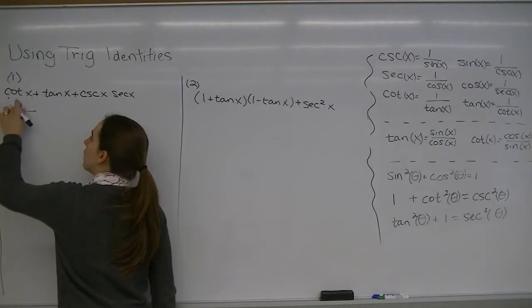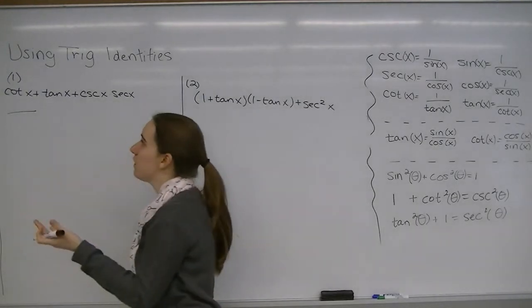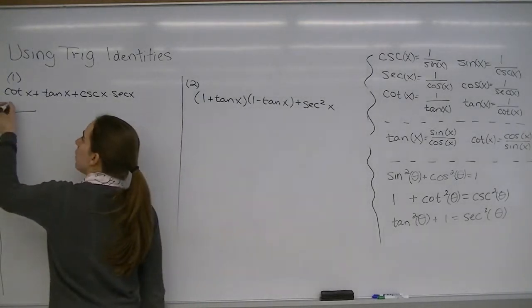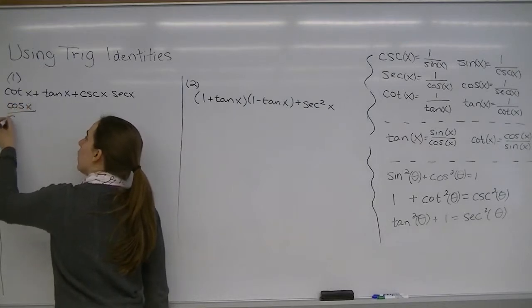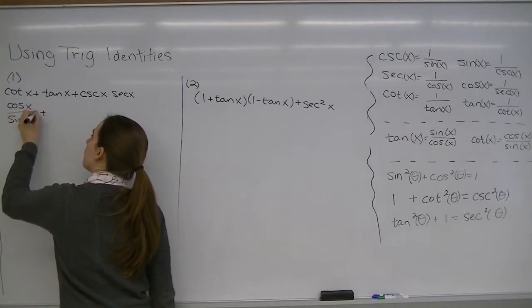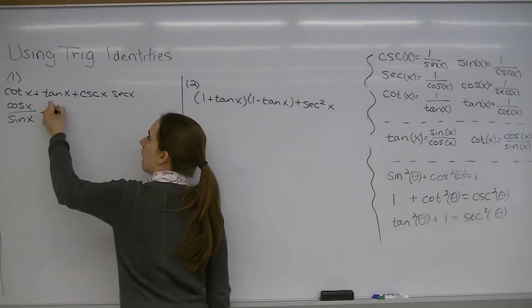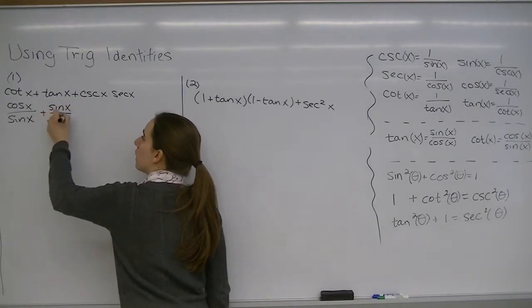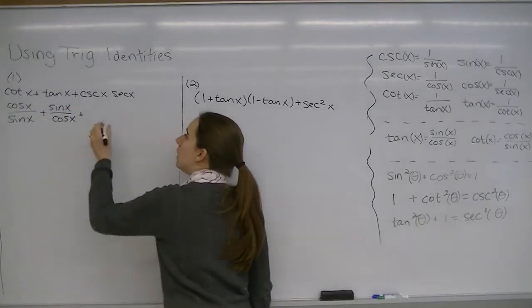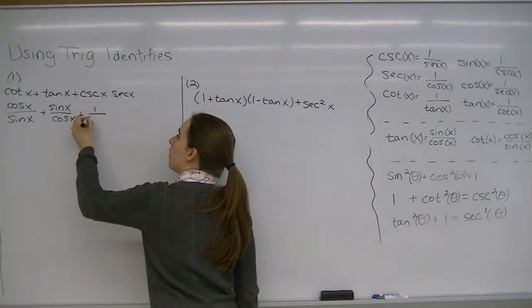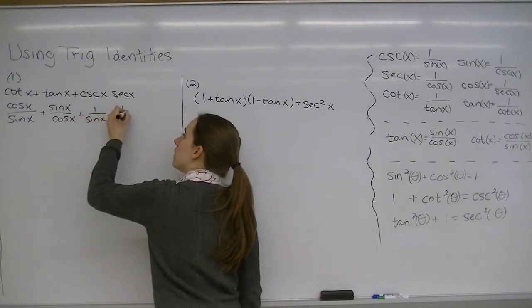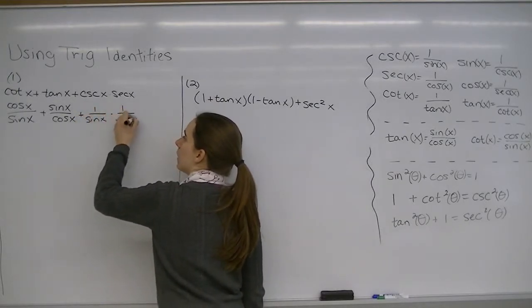So cotangent is 1 over tangent of x, or the other identity we know is that it's cosine x over sine x. Tangent x is sine x over cosine x. And then cosecant is 1 over sine x. Secant is 1 over cosine x.